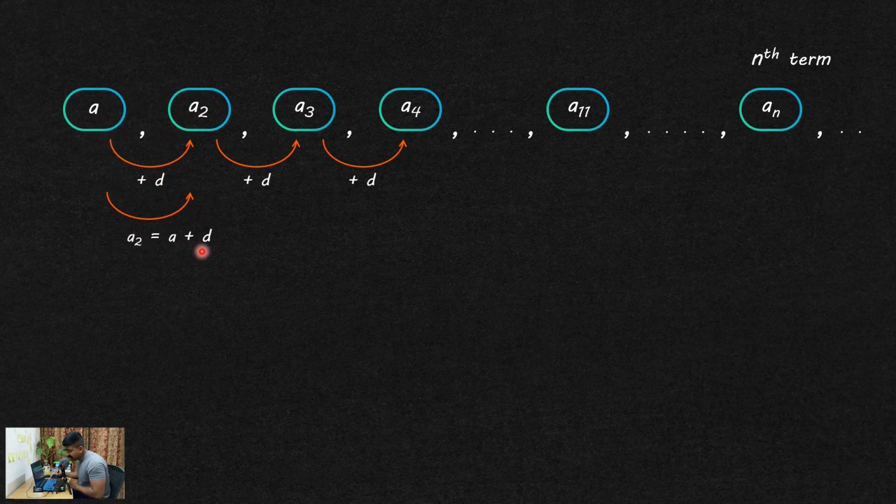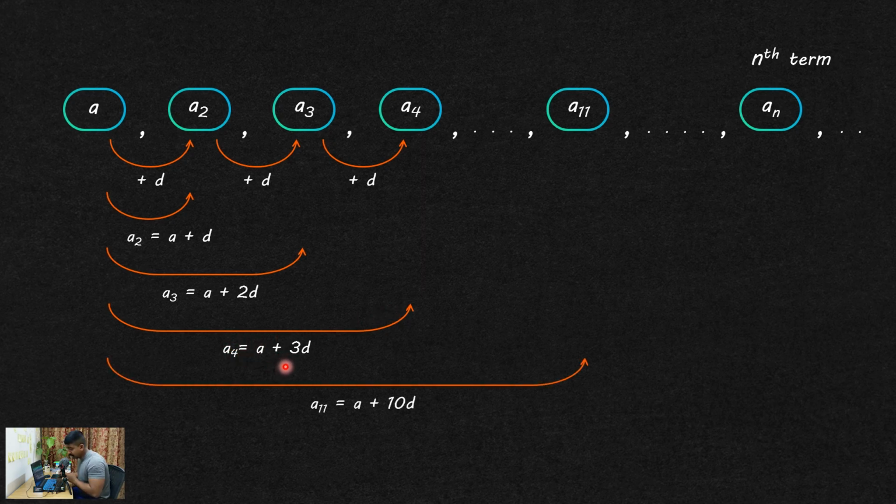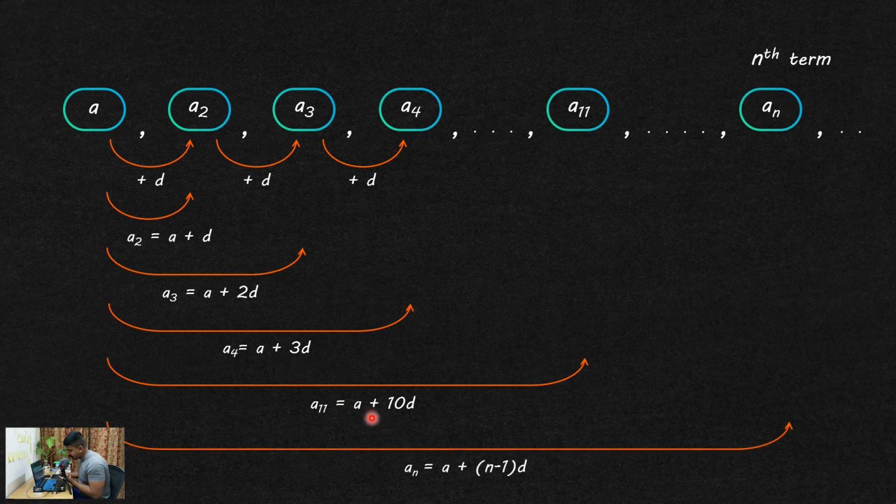Now, just like I said, to get A2, you have to add D to A. So A2 is equal to A plus D. A3 is equal to, if you want to jump directly to A3 from A, you have to add 2 D's. So A3 equals A plus 2D. Similarly, if you want to jump from the first term directly to the fourth term, then A4 becomes equal to A plus 3D. Similarly, A11 becomes equal to A plus 10D. And you can understand why An is equal to A plus (n minus 1) into D. Now this is not a formal derivation, but this is a fun activity to do.